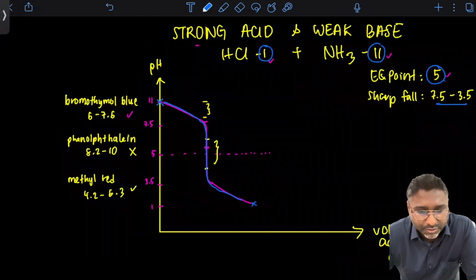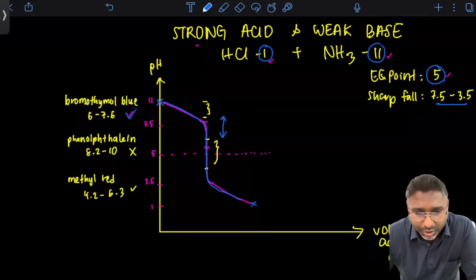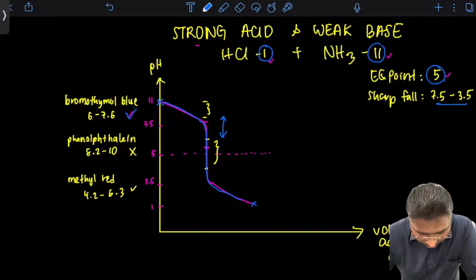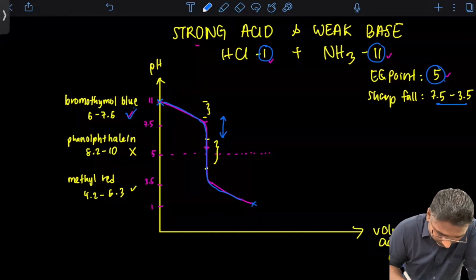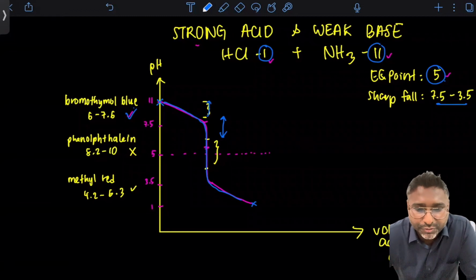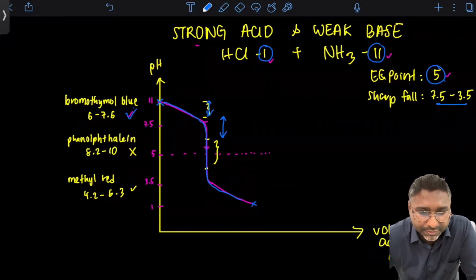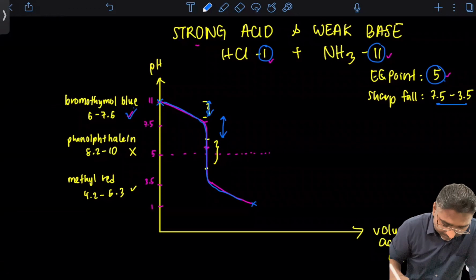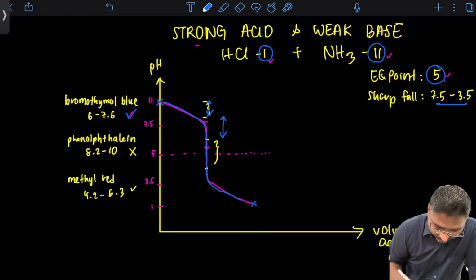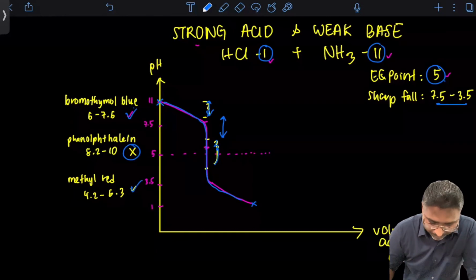Whether we can use phenolphthalein or not: phenolphthalein 8.2 to 10 is on top, so it cannot be used. They are not within the range, so cannot use this. Methyl red 4.2 to 6.3 is within this range, so still can use, no problem.